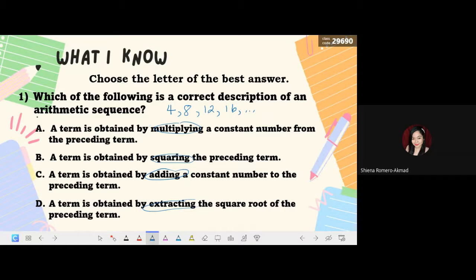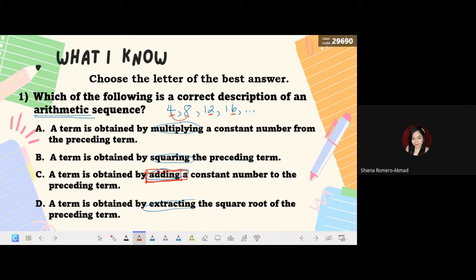You've already met this kind of sequence sa ating first module. Yes, Almar? Rene Jen? Ma'am, letter C po, by adding po. Okay. So just by looking at the example, we can see that when we say arithmetic sequence, you have to add for you to get the next term. So you add mo yung previous term with a constant number for you to get the next term.